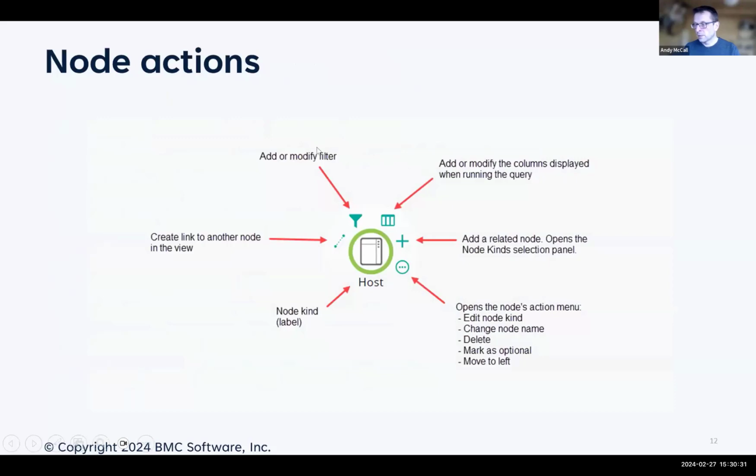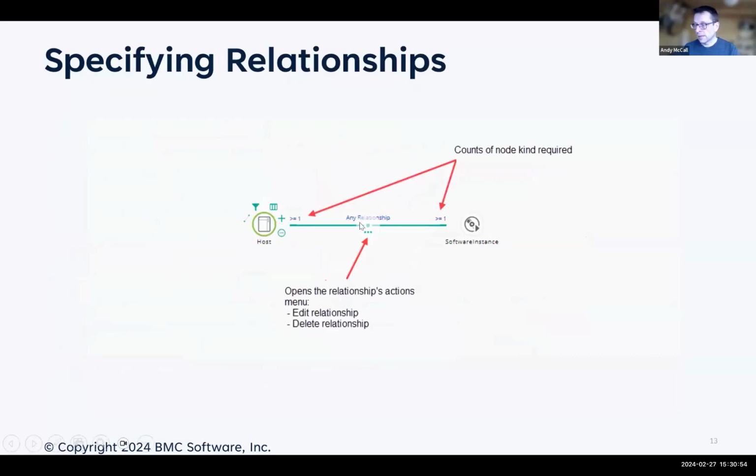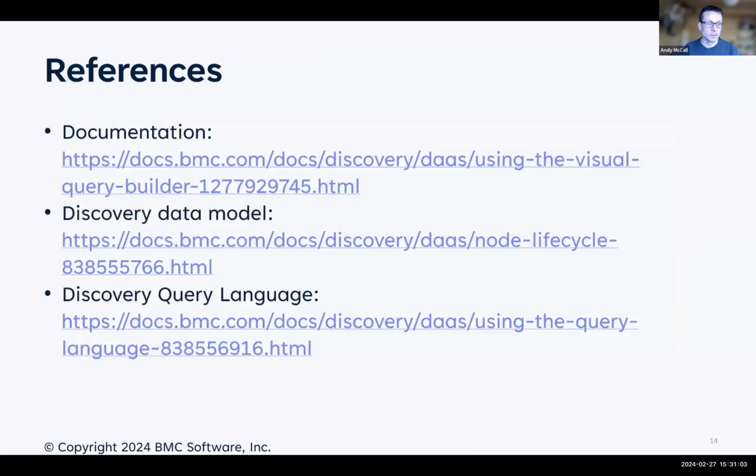In the documentation, which I'll link to in a moment, there is more detail about all of these capabilities. But as a reminder, I was modifying filters, I was selecting columns, I was relating node kinds, and I was adding some when I moved things to the left. On the relationship side, you can edit relationships by selecting this menu item, and on the left and right end of those lines, it gives you information about the node counts and the cardinality that you're exploring.